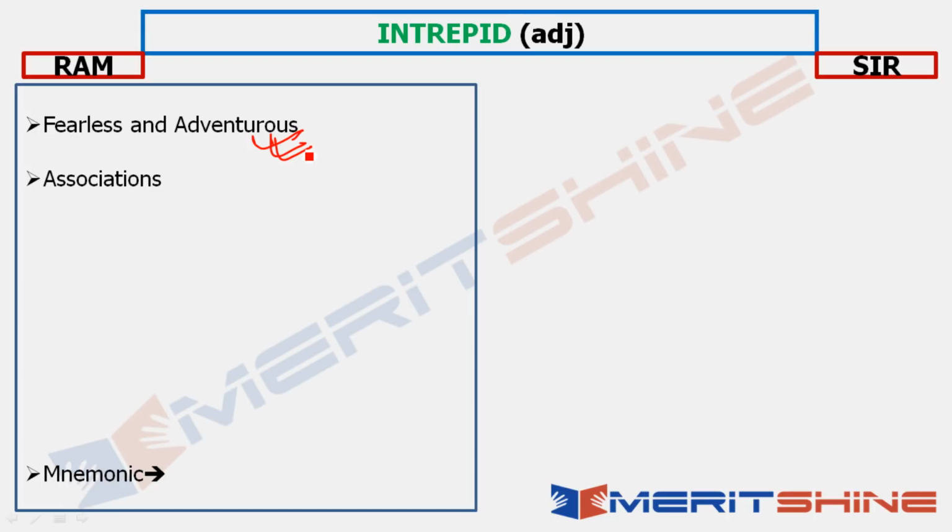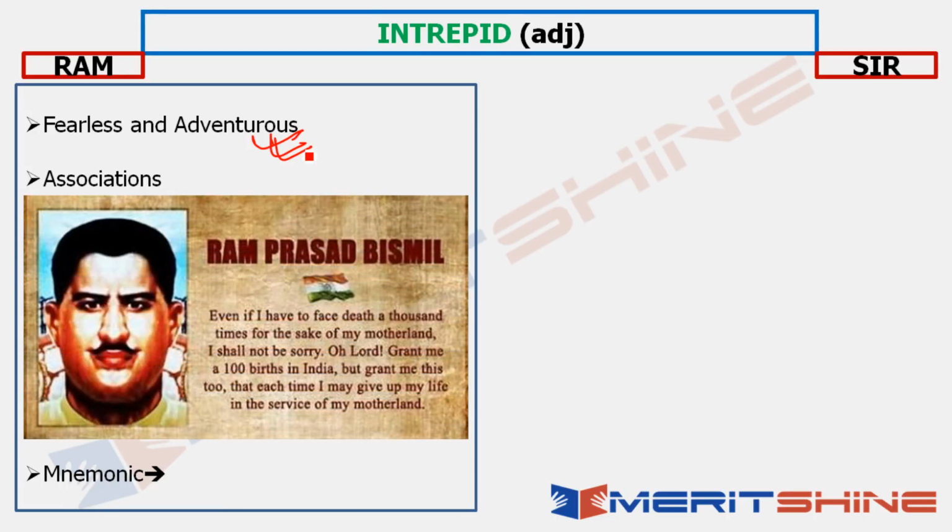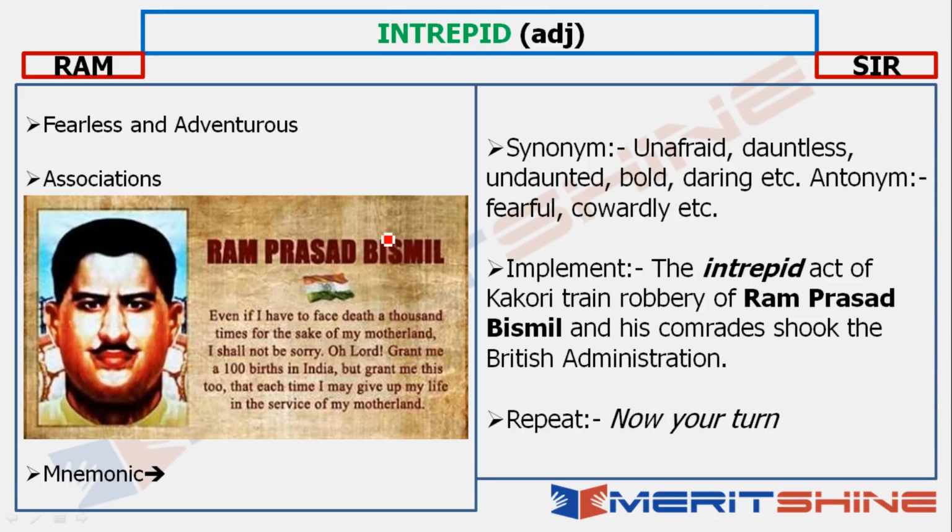Now, who is the hero? Yes, Ram Prasad Bismil. Some of you must have heard his name. If you have watched movies like Bhagat Singh, Shaheed, or even the Aamir Khan movie Rang De Basanti. So Ram Prasad Bismil was an intrepid character, man. I mean, what do you say about him? Let me say something about him after I give you the synonyms and the implementation.